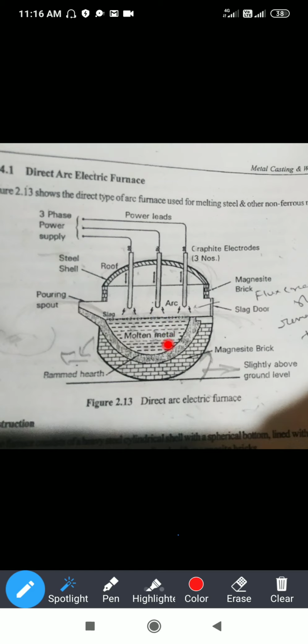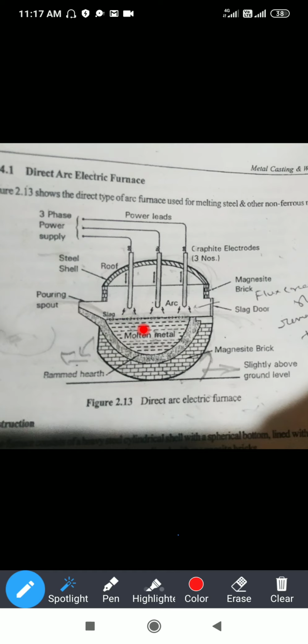Then afterwards the roof is closed. The electrodes are placed inside the furnace through the holes of the roof, and the electrodes are allowed to touch the metal.